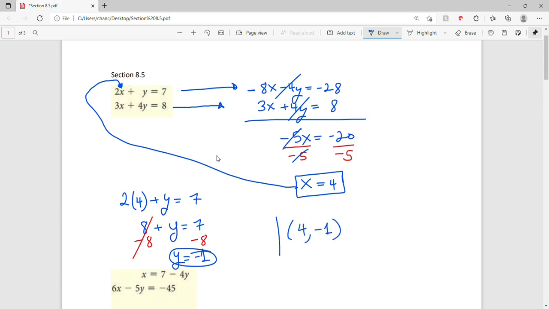So this is the solution to our first example. What this essentially means is our two lines intersect at a single point, and that point of intersection is (4, -1). If we were to graph these two equations, we would have two lines that intersect at the point (4, -1).